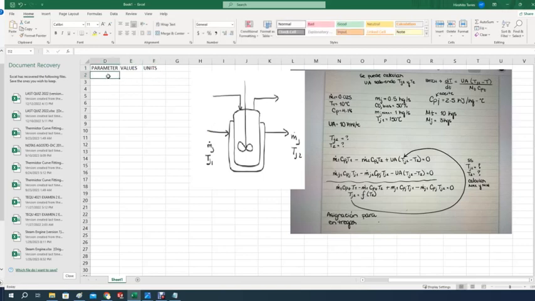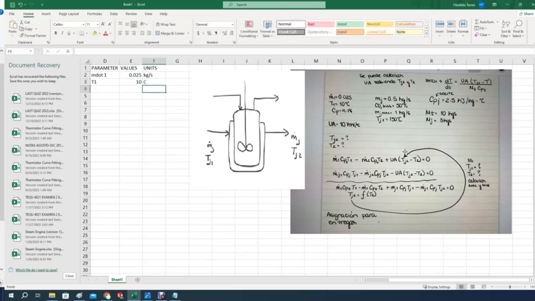Be sure that you get the units right. And the first parameter, I'm going to go through what I have here, is m dot 1. That would be m dot 1, and that's about 0.025. Again, the unit is kilograms per second. About T1, that's the inlet temperature, is about 10 degrees C.